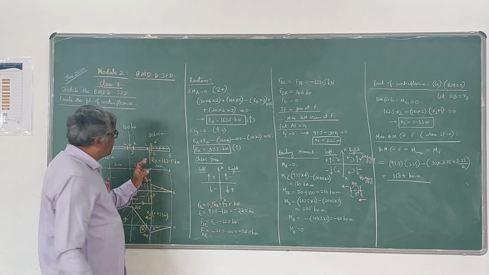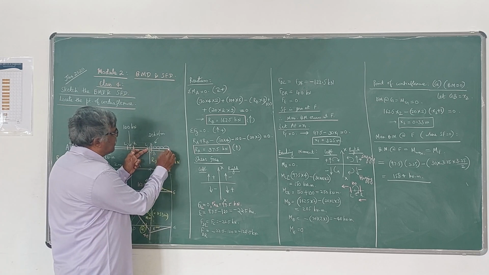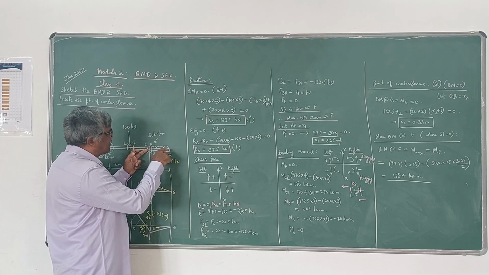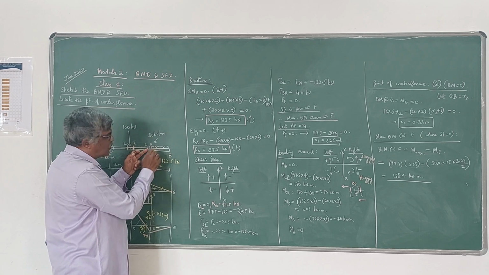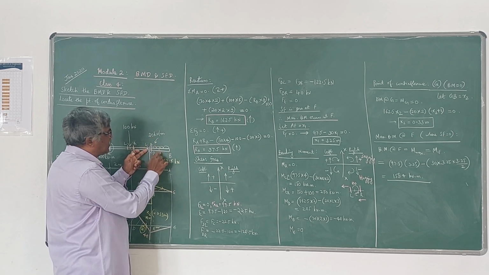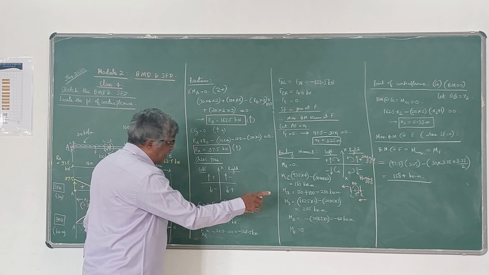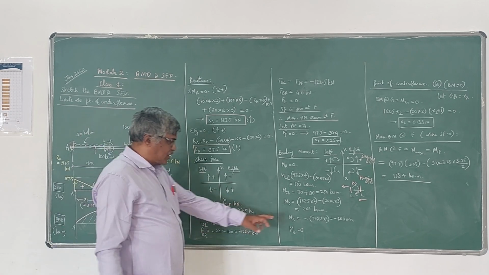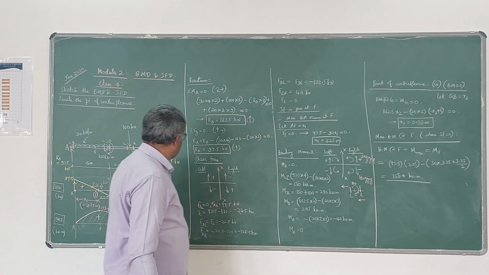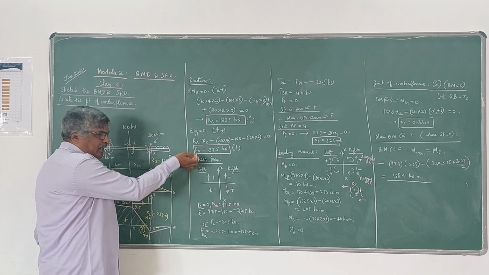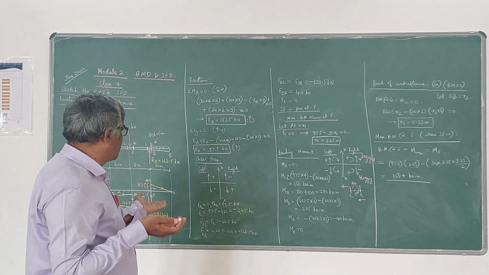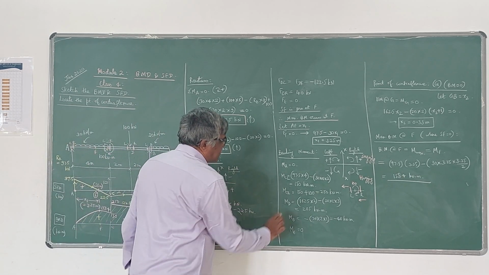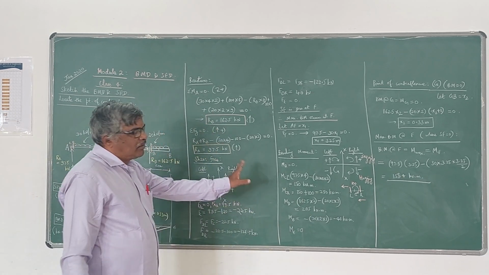Then for MB, you have to see only one force on the right side. If you see, it is downwards, 20 into 2, and it is acting at a distance of 1 meter. So 20 into 2 into 1 is 40. It is negative because it is acting downwards, so minus 40. And at the last, ME, if you see to the right side of E, nothing is there, no force is there, no moment is there, therefore bending moment is 0 at this end. So ME is 0. So these are the values of bending moments.